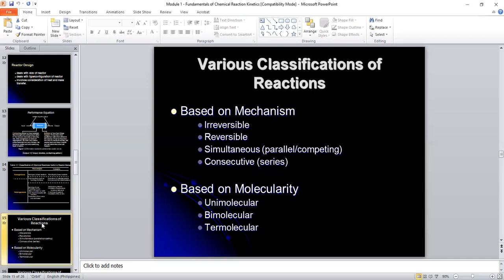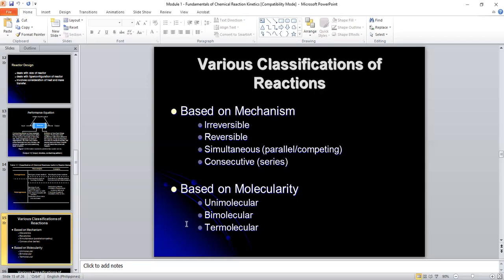Now, if you're going to classify reactions in different ways as placed in Perry's Handbook, so in terms of mechanism, how many steps? Is it single step, double step? Is it irreversible? Is it reversible? Is it simultaneous? Or in the case of parallel competing reactions, is it consecutive?